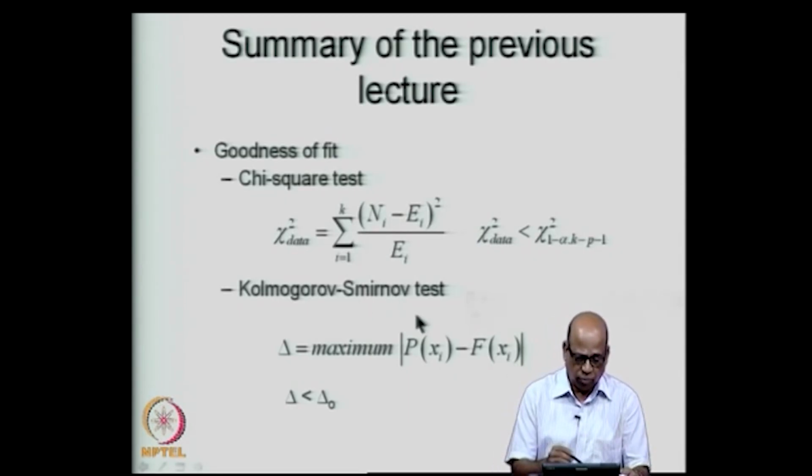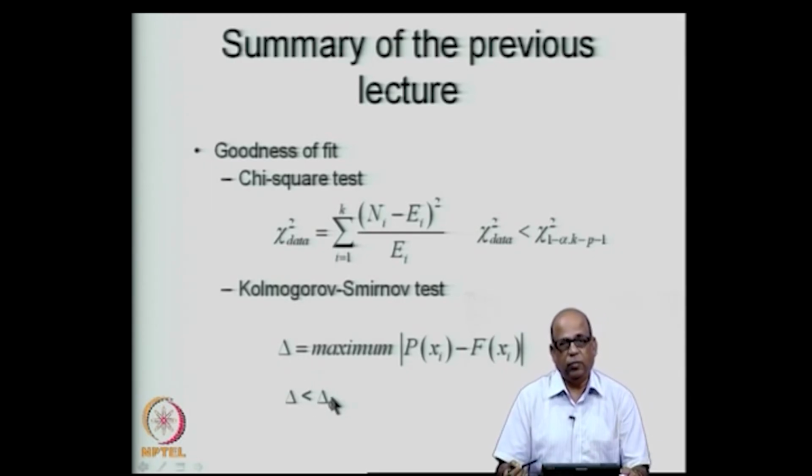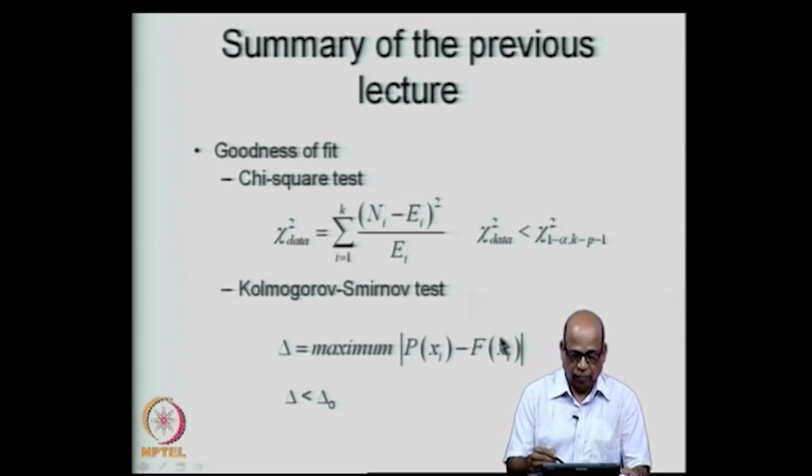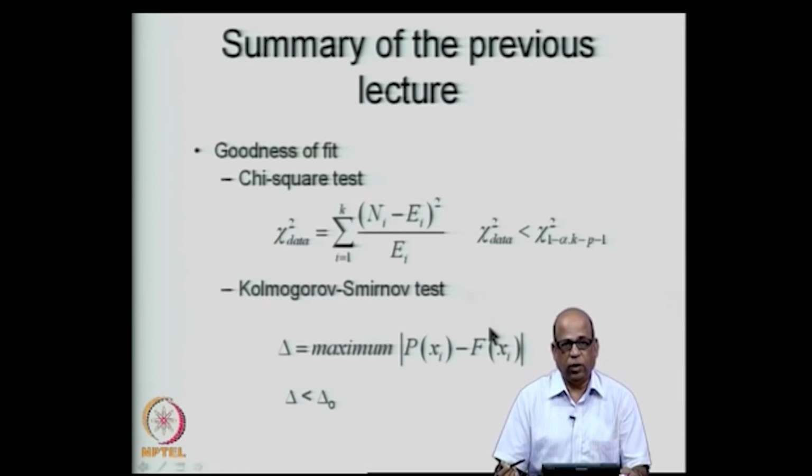And for the Kolmogorov-Smirnov test, we also have critical values of the delta, and if the delta that is so obtained from the observed data is less than the critical values, then we say that it passes the test, and therefore, we accept the hypothesis that the data in fact comes from a population which fits that particular distribution for which we are making the test.